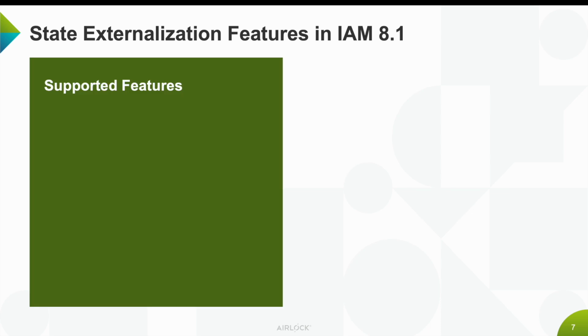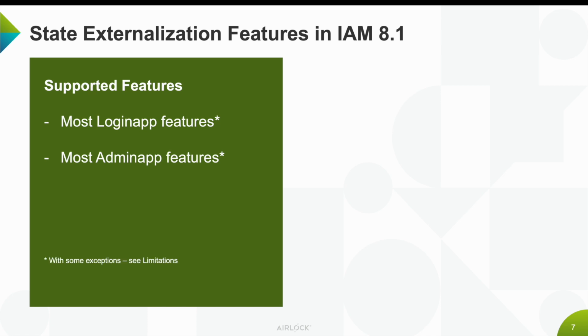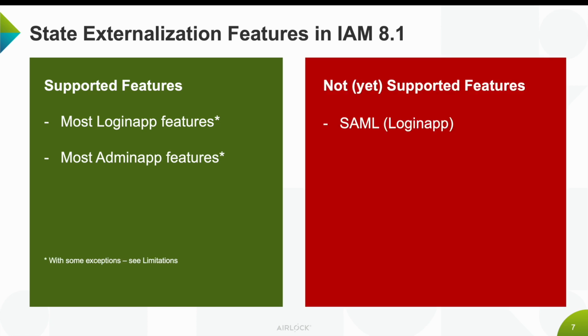So what is really supported in these externalization features? Because it's not yet done, we have supported a lot of features, but not all of them, and it must be made very clear what is supported and what is not. Most of the login app is supported, but not everything. I will show you what's missing. Most of the admin app features are supported. That's basically it. So what is not supported? In the login app, we do not support SAML, but it is planned for 8.2. When I say planned, it's still a plan. So if you rely on this, just verify that it's really in 8.2.